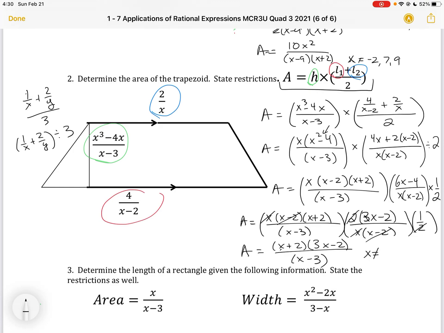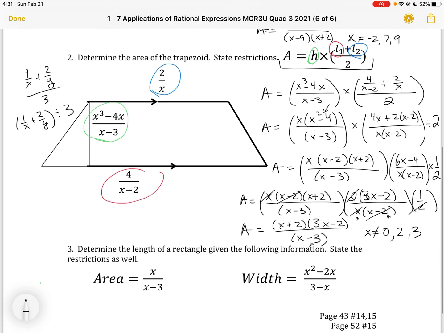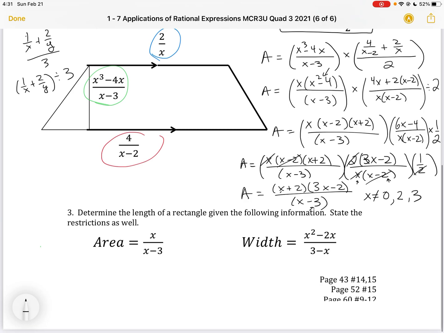Finally, stating my restrictions, x can't equal 0. That's the factor that I canceled out here. 2, I also canceled that out here. And then 3, my remaining factor in the denominator. Let's do one more example.